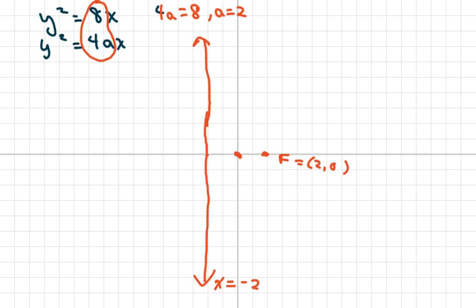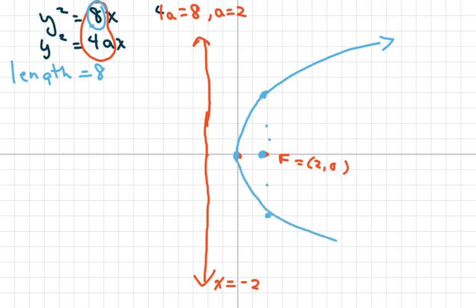Now, to get my width here, I go from my focus, and my length is going to be 4a, so 8. The length equals 8. So I'm going to go up 4 from my focus and down 4. And so it's wider because of that 8 there. And then you just go back to your vertex and you get your width there. And there you go. Okay, I think that's all.